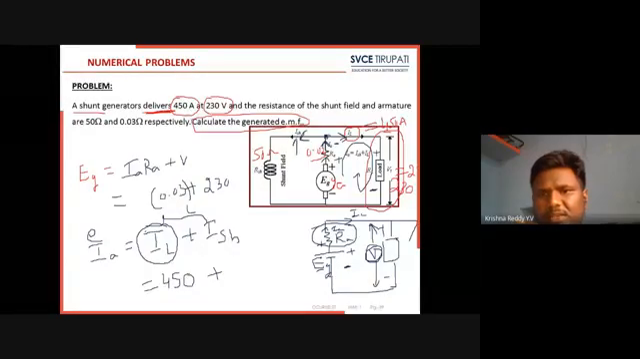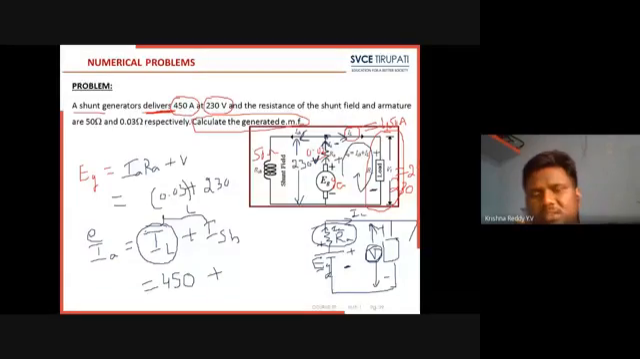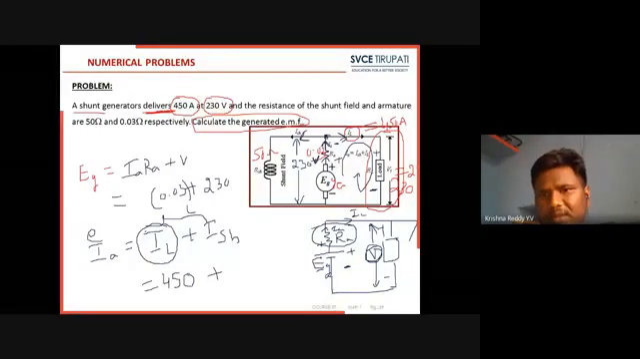In case of a parallel circuit the voltage is common. Here the load is parallel to the shunt field winding, so its voltage is 230 volts, because in a parallel circuit the voltages are common. In a series circuit currents are common. The shunt field winding and load are both in parallel. That's why the voltage across the load will be the same as the voltage across the shunt field winding.